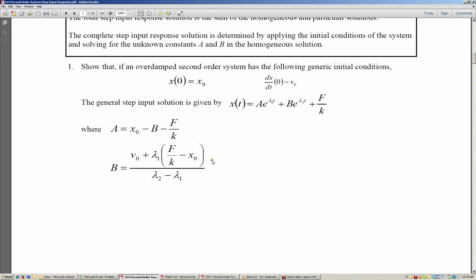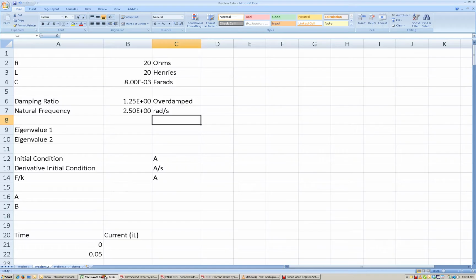Now that we have that, we have to calculate the eigenvalues, and we also have to determine the values of these unknown constants a and b, which means we need to determine the initial conditions of the system. To calculate the eigenvalues, I'm going to go back to my Excel sheet.